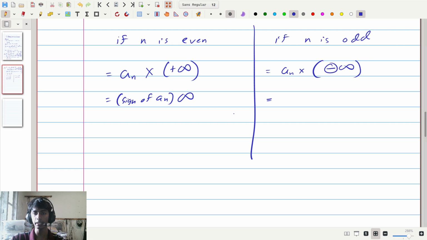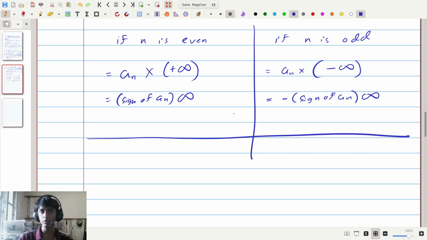So here, what we are going to have is an infinity. However, since we have a negative here, if a sub n is negative, then we have a negative number times negative infinity, which is then going to be a positive number. So we are going to have a positive infinity. However, if a sub n is positive, then we have a positive number times a negative number, which is then negative infinity. So this is actually the inverted, the negative times the sign of a sub n times infinity. So if the sign of a sub n is positive, then we have negative infinity. If the sign of a sub n is negative, then we have positive infinity. This is what we want to represent here.